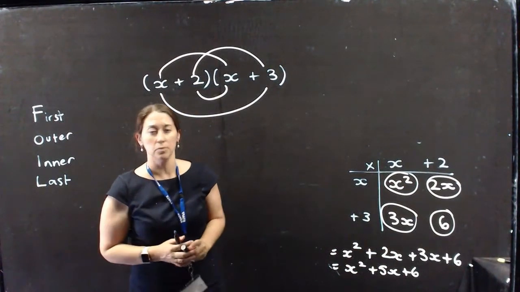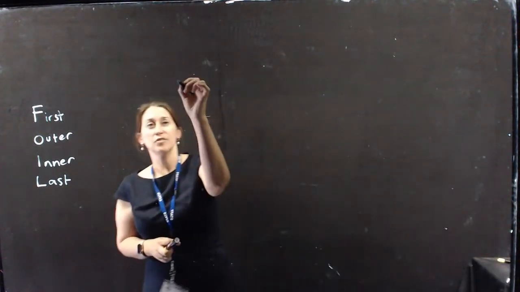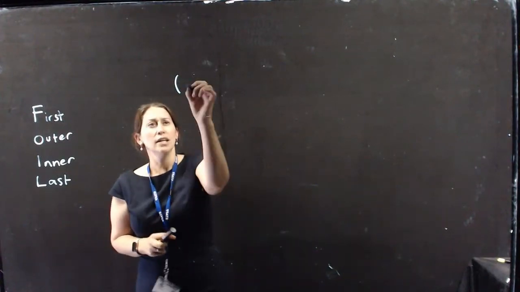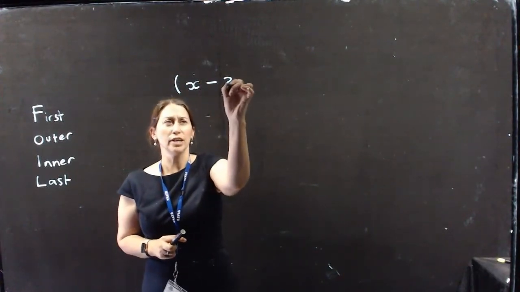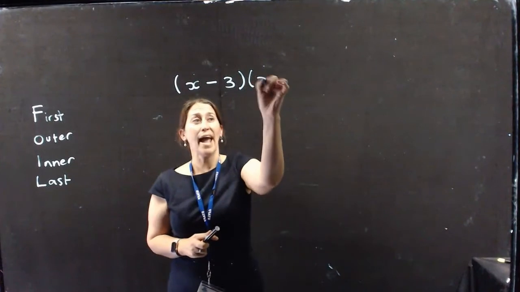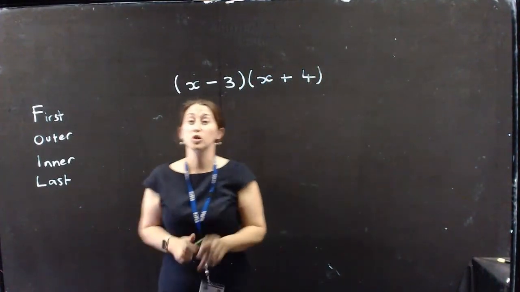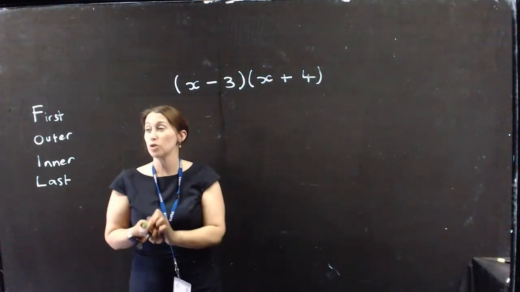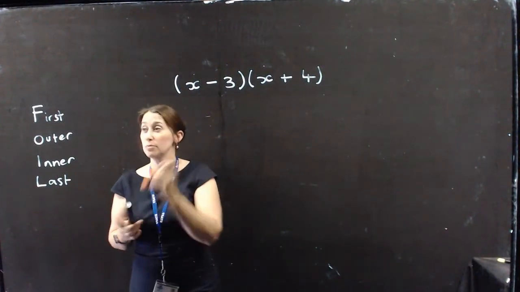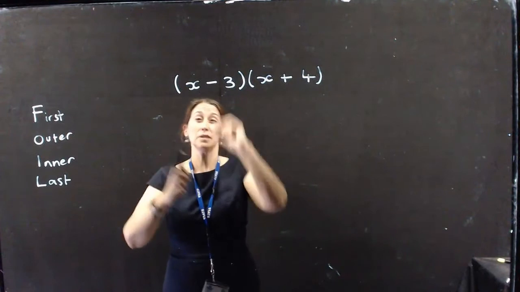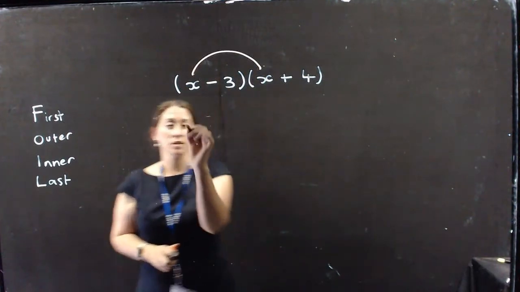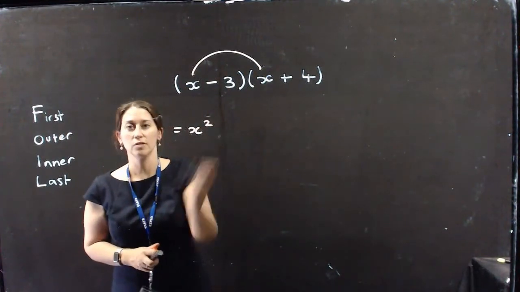I'll do one more example. Okay, let's put a takeaway sign in here now. Let's do x minus 3 multiplied by x plus 4. And we're going to use FOIL because we know it works. So I'm going to multiply the first two terms of each bracket together. So the first, x times x. And we write down our answer.